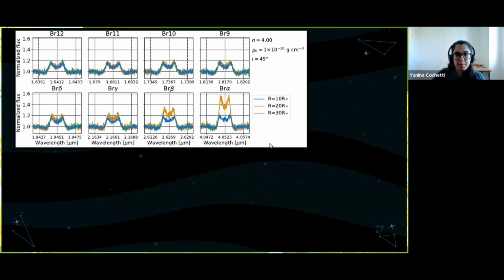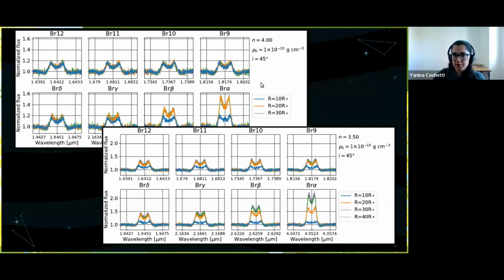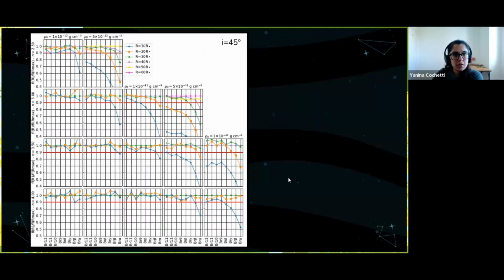But for another, this was for n=4, and this is for n=3.5, so the density is falling slower than here. The difference is significant even for the higher members of the series. Of course, for Brackett alpha it's more significant, but you can see differences between the models with different radii for all the lines.